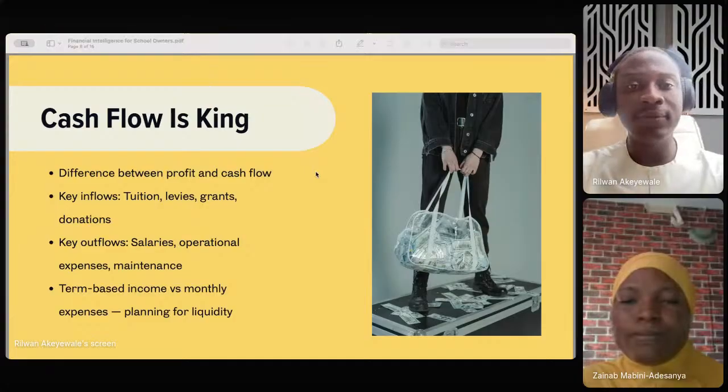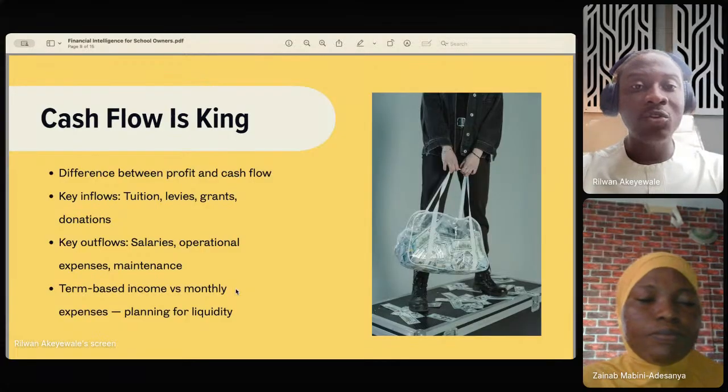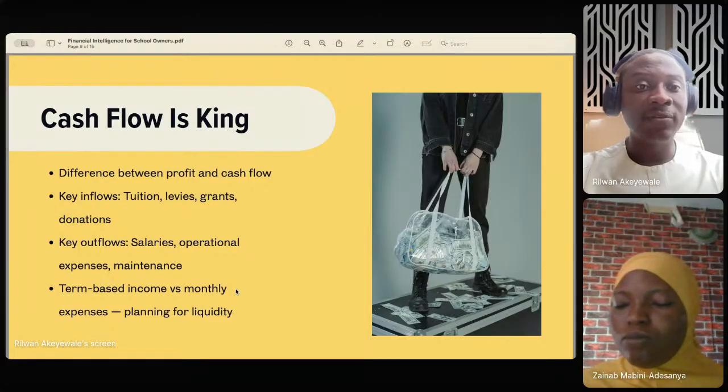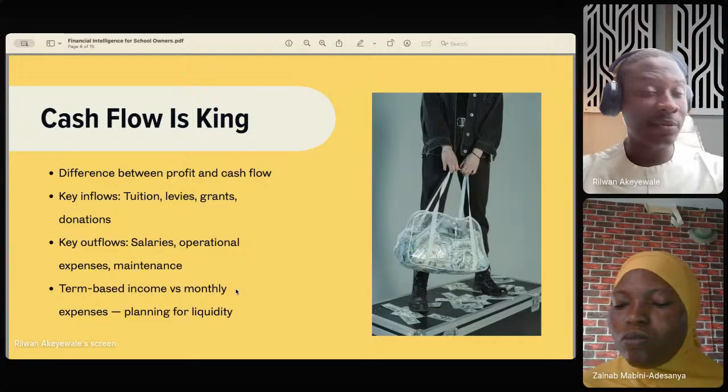So, what the key inflows are, like I said, tuition, levies, like we discussed in the last. The key outflows are what we called costs before, right? Salaries, operational expenses, and the rest of them. So, you need to then think about, do you collect your money termly or monthly? All right. So for a school business, the business model of school business is very peculiar because you collect money for 3 months, but your expenses will not wait for 3 months.